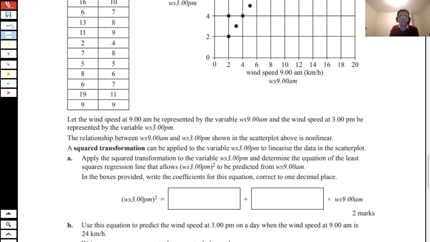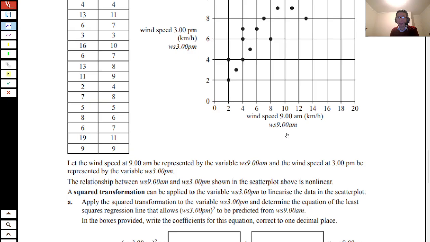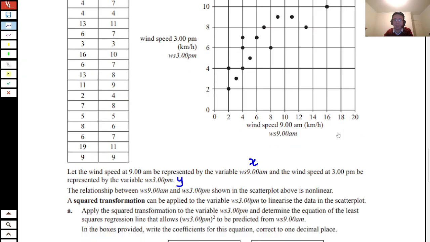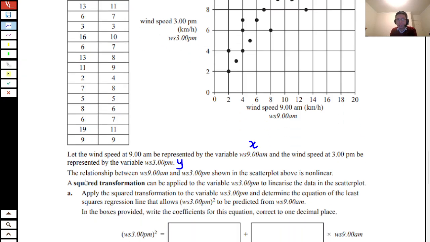So we've got two variables, wind speed at 9 a.m. and wind speed at 3 p.m. Now, we've got a scatter plot, which suggests some sort of non-linear relationship. It's not immediately obvious. I think you'd have to check the residual plot to be sure of that. But again, you'll see in this question, we are being told which transformation to apply. This generosity will be gone by the end of chapter 4, but for now, things are nice.